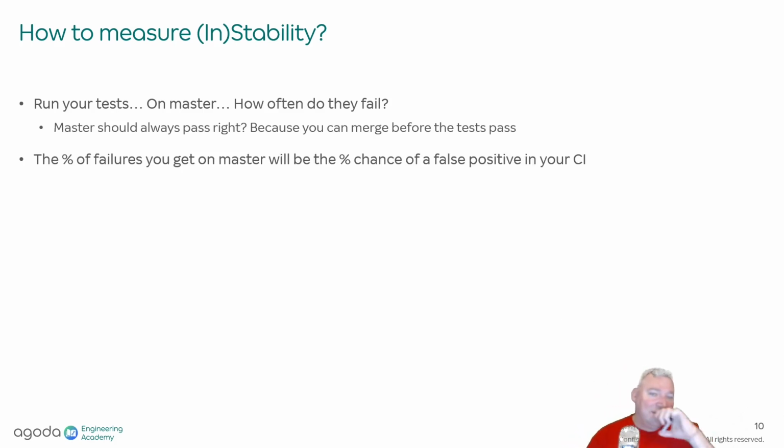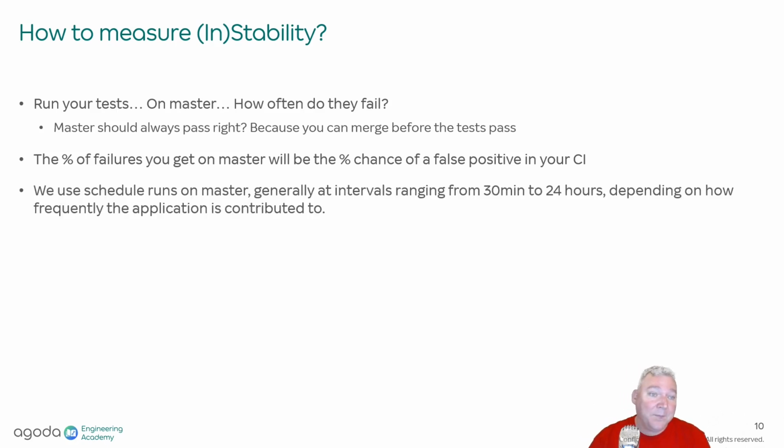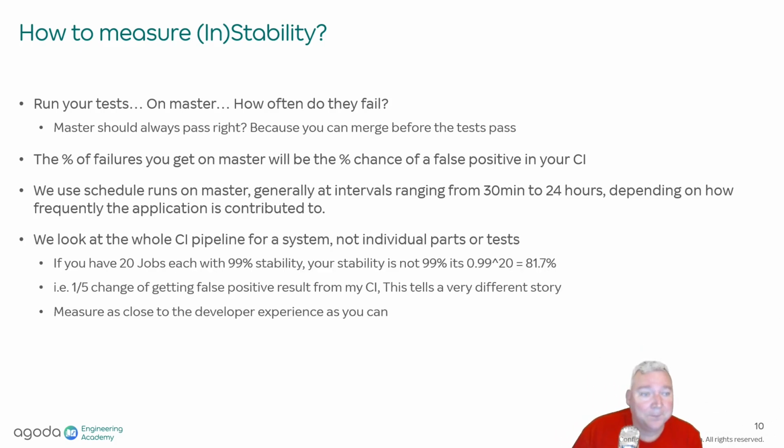So by following this, what we end up with is a measure of the percentage chance that you'll get a false positive in CI, because the percentage of failures you get on master is going to be equal to the percentage chance of a false positive. So we schedule runs on master, generally at intervals ranging from 30 minutes to 24 hours, depending on the frequency that the application's contributed to. There's only a few applications that would run it at 30 minutes, the really high volume sensitive ones. But most of our systems are like 6 hours, or every hour, we run the pipeline on master and just check how it's going.